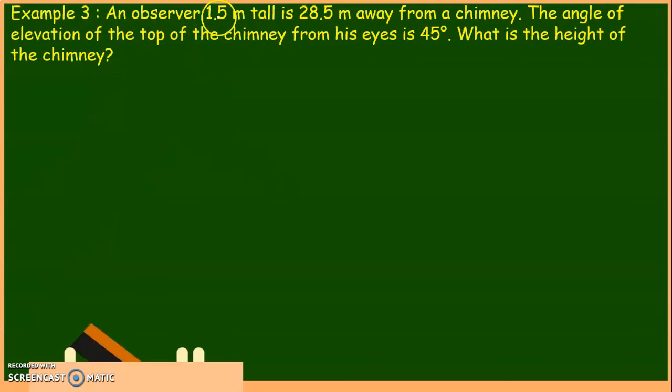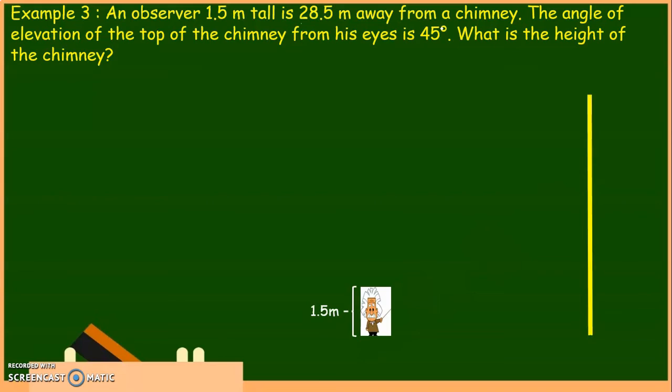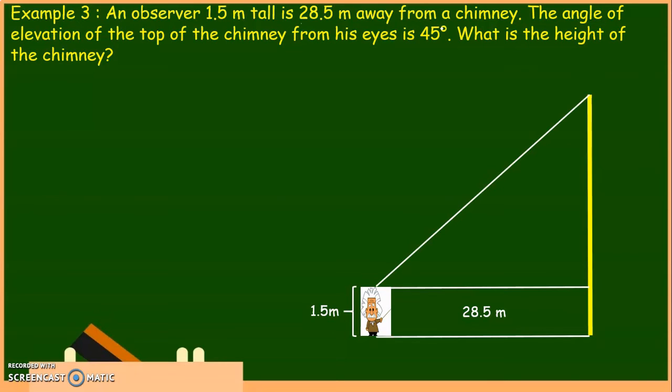Example number 3. An observer 1.5 meter tall is 28.5 meter away from the chimney. The angle of elevation of the top of the chimney from the eyes is 45 degree. So what is the height of the chimney? So first of all, let's draw the figure. Here we have the observer whose height is 1.5 meter and his distance from the chimney is 28.5 meter. And the angle of elevation of the top of the chimney from his eyes is 45 degree. And here we want to find out the height of the chimney, means the length AC.